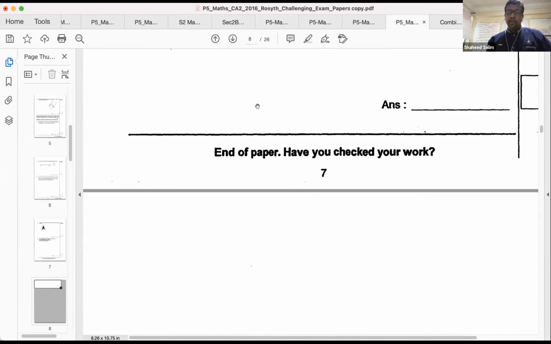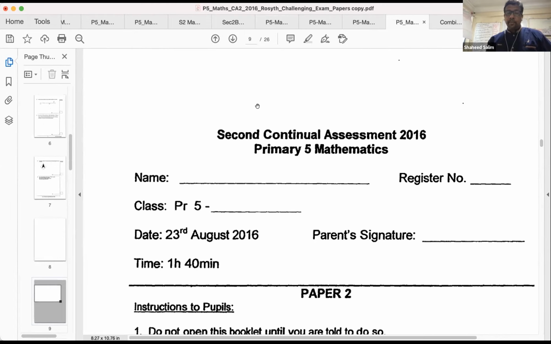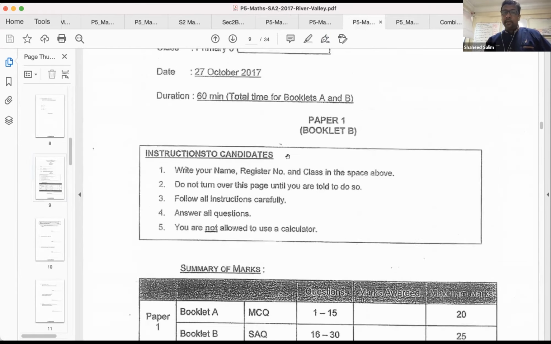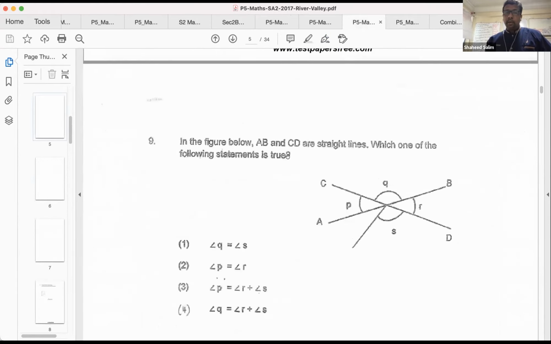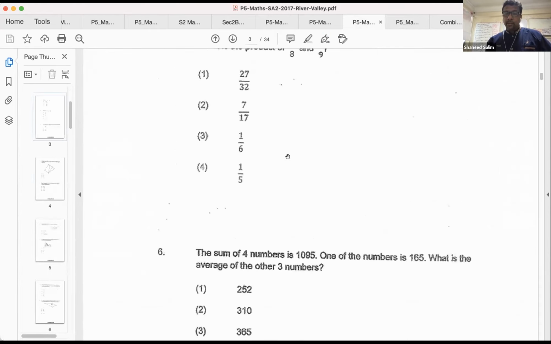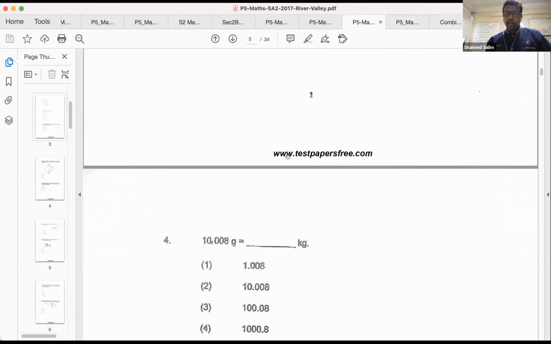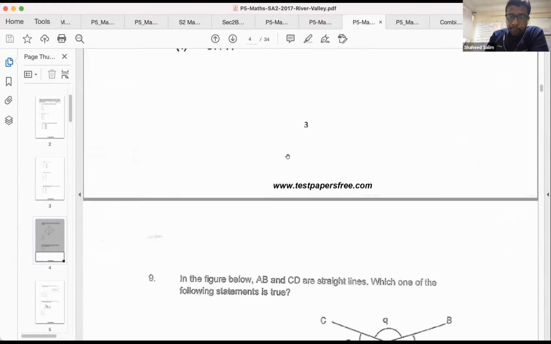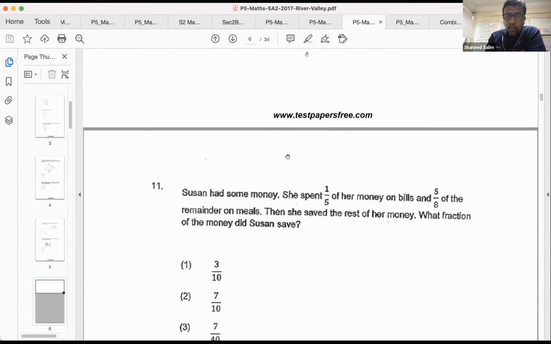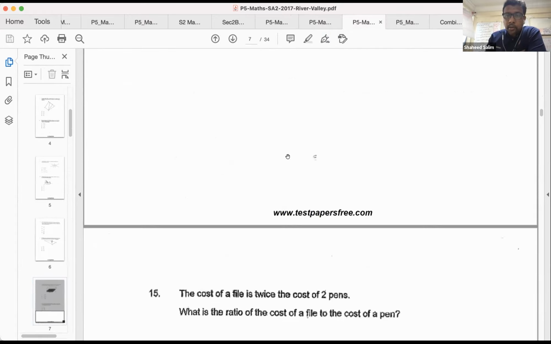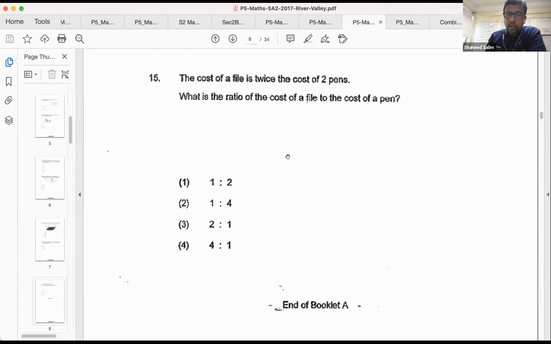Sorry, hold on. Let me just see. Okay, we move to another paper. This CA2 paper. It might be easier. Let me see. But I want us to do the decimal or percentage. This one is not the one. Sorry. Let's see. We don't want angles. Ratio. Okay, can we do ratio for this one first?